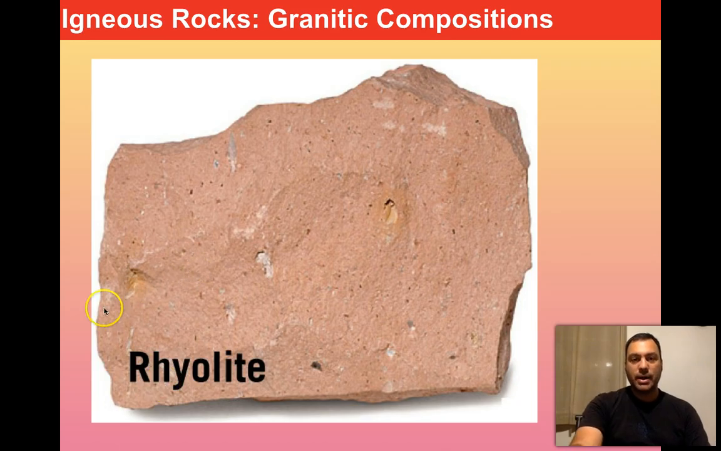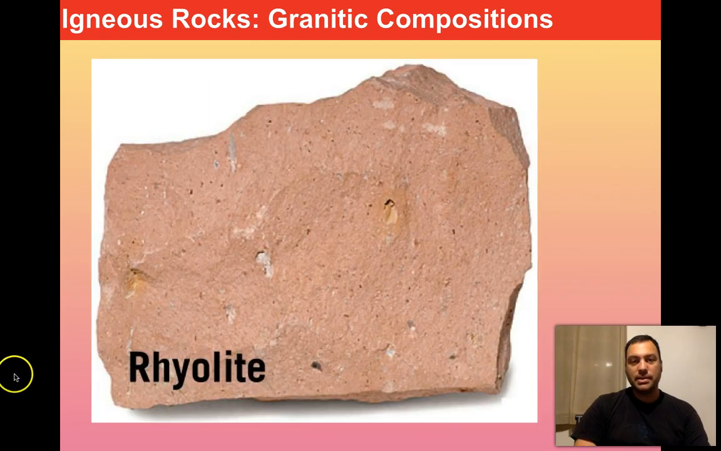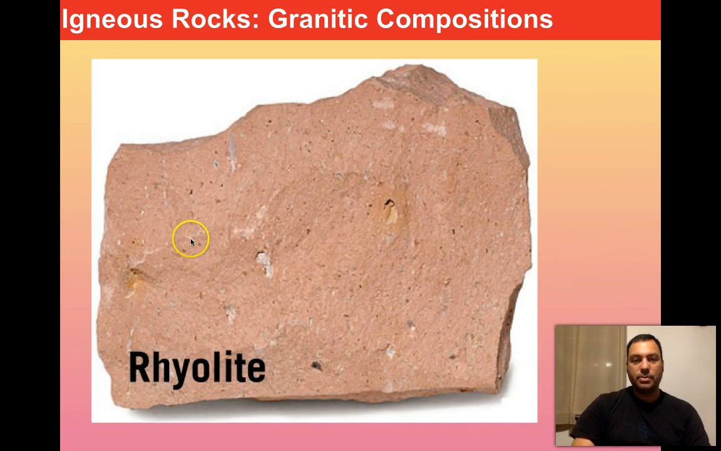Let's go back to the granite. This rock and this rock have exactly the same chemistry. They even have the same minerals in them. Look how pink it is, right? All that pink is none other than the same pink that's in here, but it's so small that it dominates the color of the rhyolite. So the rhyolite, it turns out, is the extrusive version of granite.